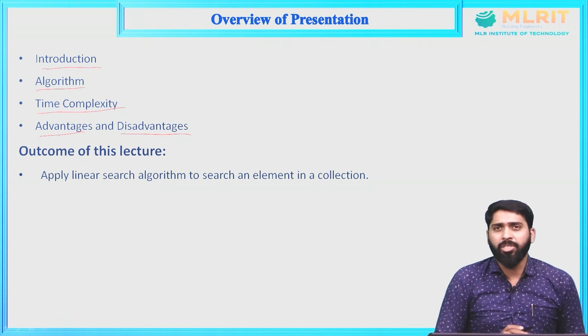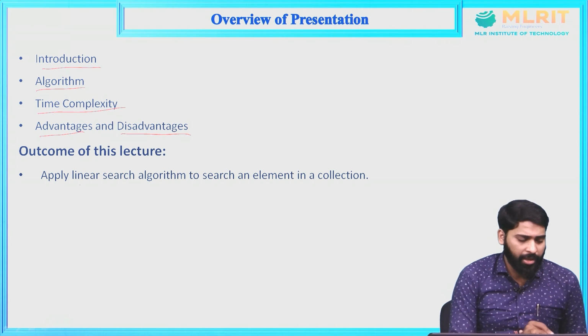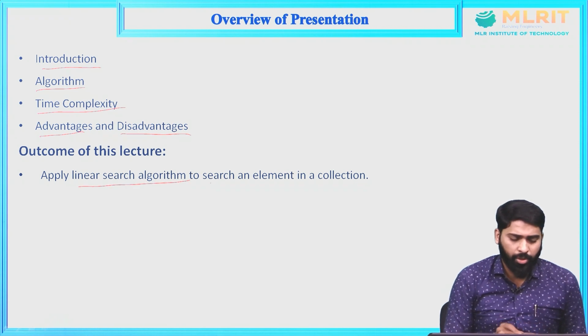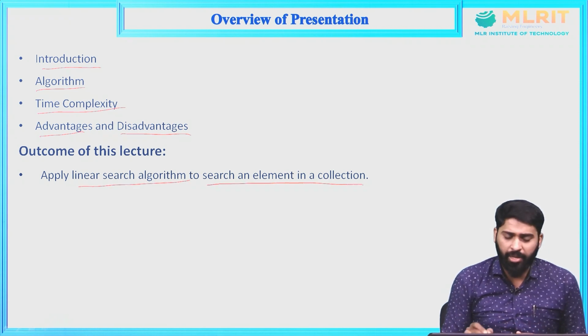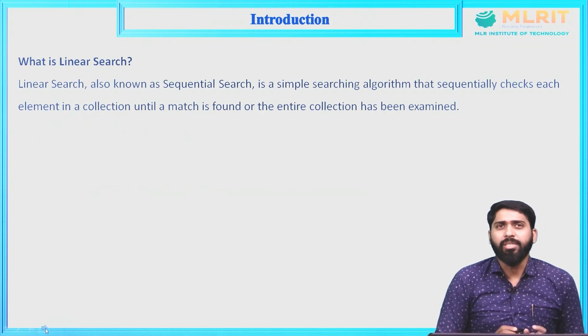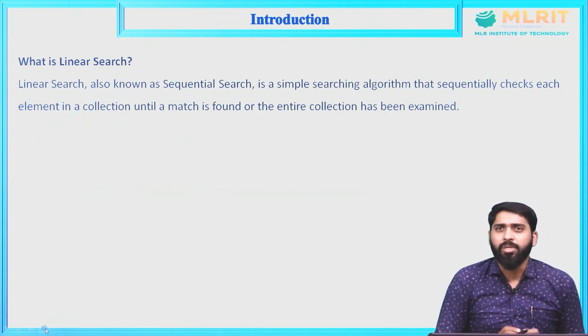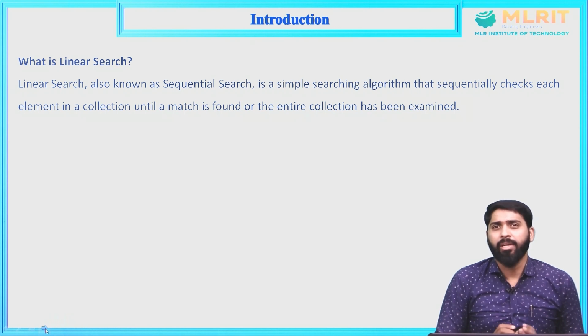Outcome of this lecture: at the end of this lecture you will be able to apply the linear search algorithm to search for an element in a collection. So what is linear search? What is search? Search means we are going to find a particular element in a list. So searching is nothing but finding an element in a list.